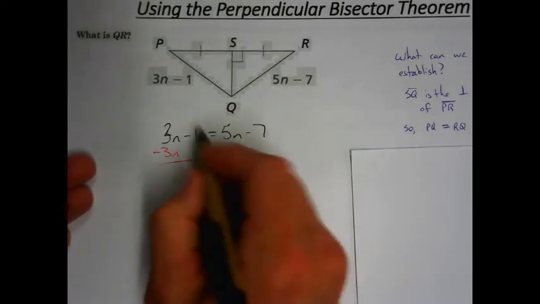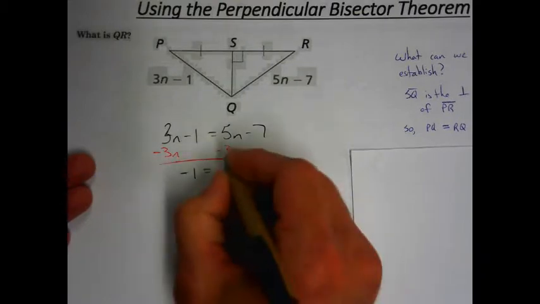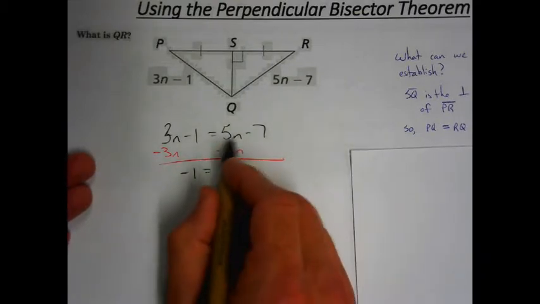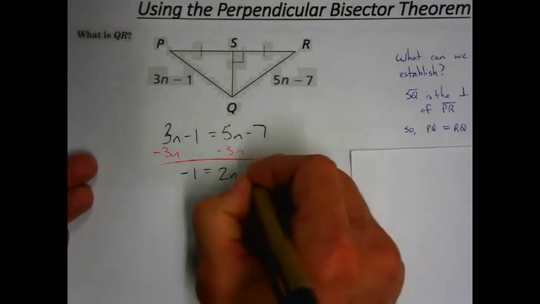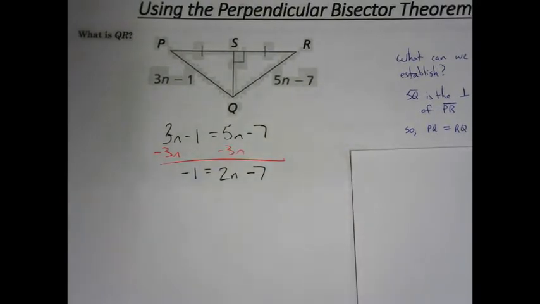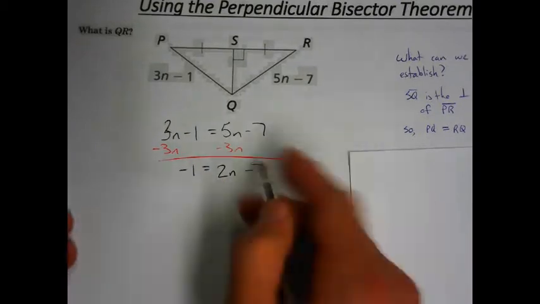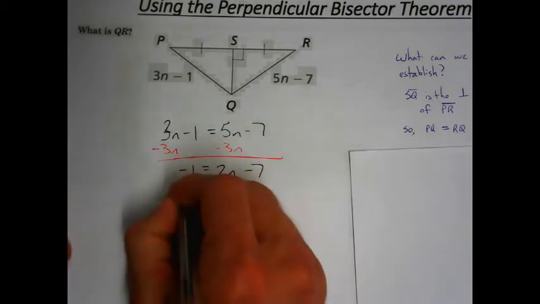A common mistake is to not call that -1 when it is. And then 5n minus 3n is 2n, and then minus 7. And now I need to solve for n. I've got to get rid of that -7, and so I add 7 to both sides.